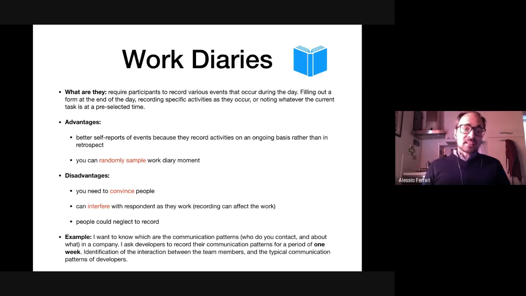The disadvantage is that you need to convince people to do that, and they may not want to write down what they are doing because this interferes with their work, and it may interfere even more if you're asking them to do it at a specific time. And so people may tend to neglect to record the information, so you may have unreliable data.